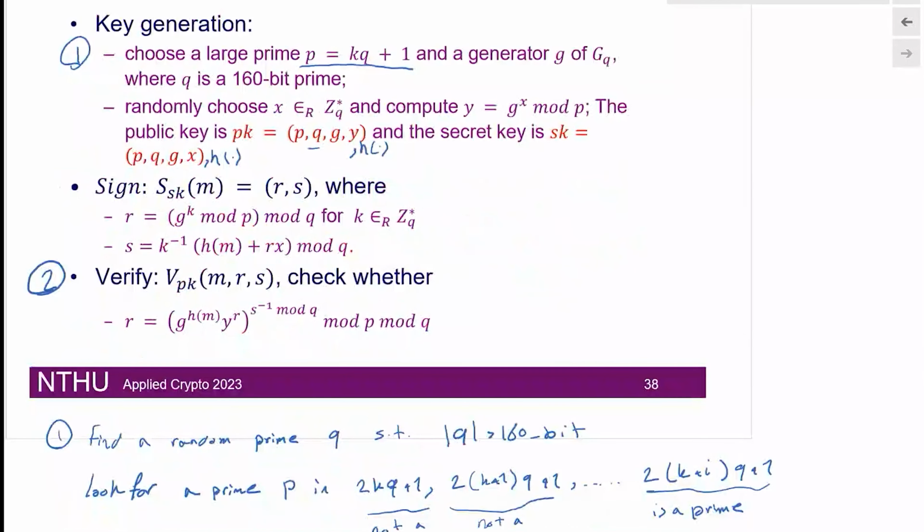Because we choose our Q to be a 160-bit prime, and then you see this computation over here, R and S are going to be 160 bits. So this value is 160 bits. This S is also 160 bits, right? Because we are computing them mod Q, and Q is a 160-bit prime.